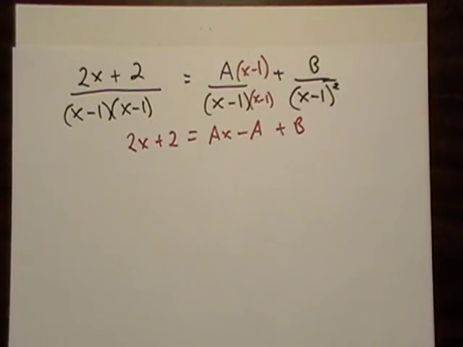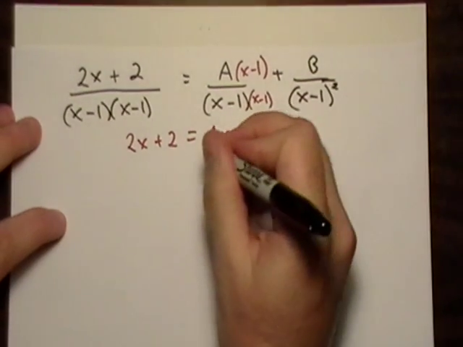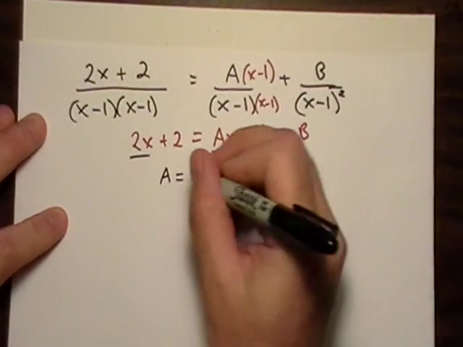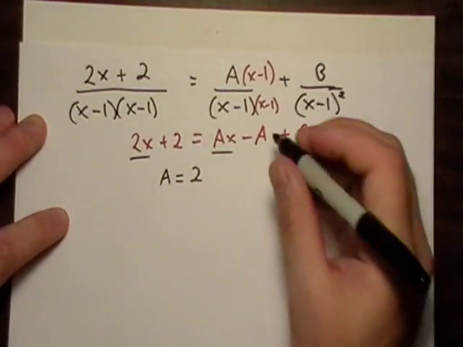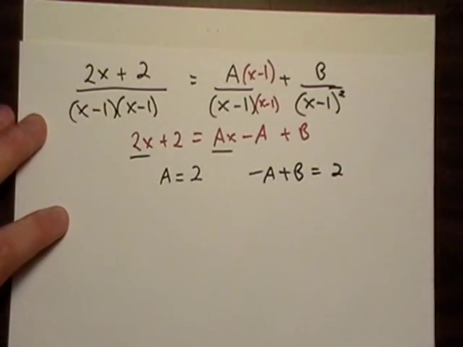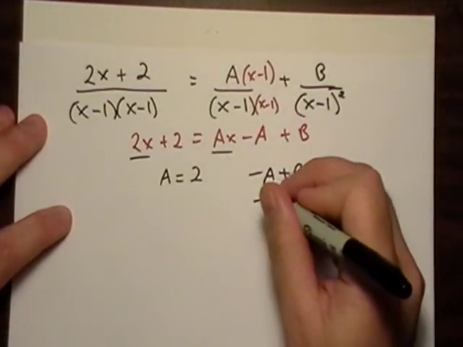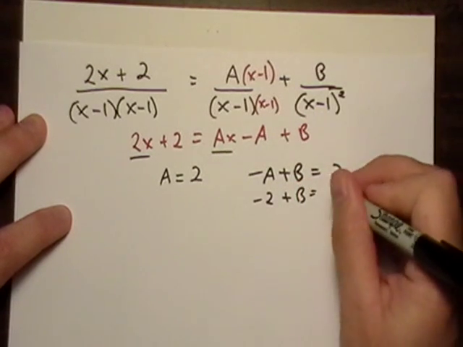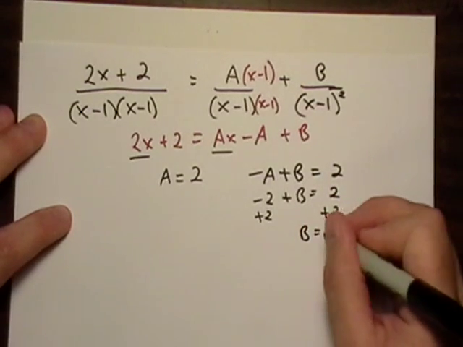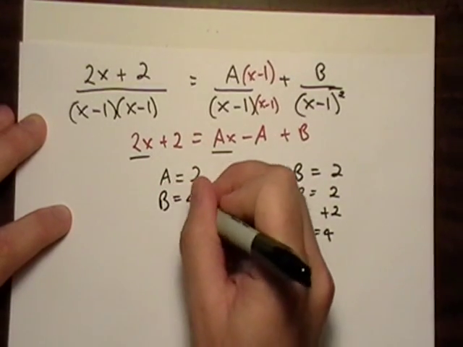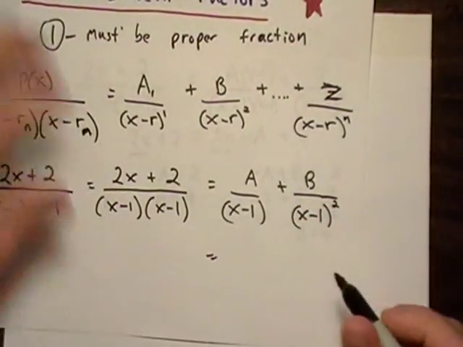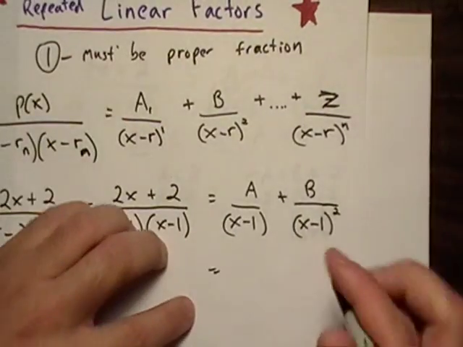And that works out just perfect because I only have one x term. So a is worth 2. And then negative a plus b is also worth 2. So negative 2 plus b is equal to 2. We add the 2 to both sides. b is equal to 4. So going back here, we could just say a was 2. We get 2 and 4.